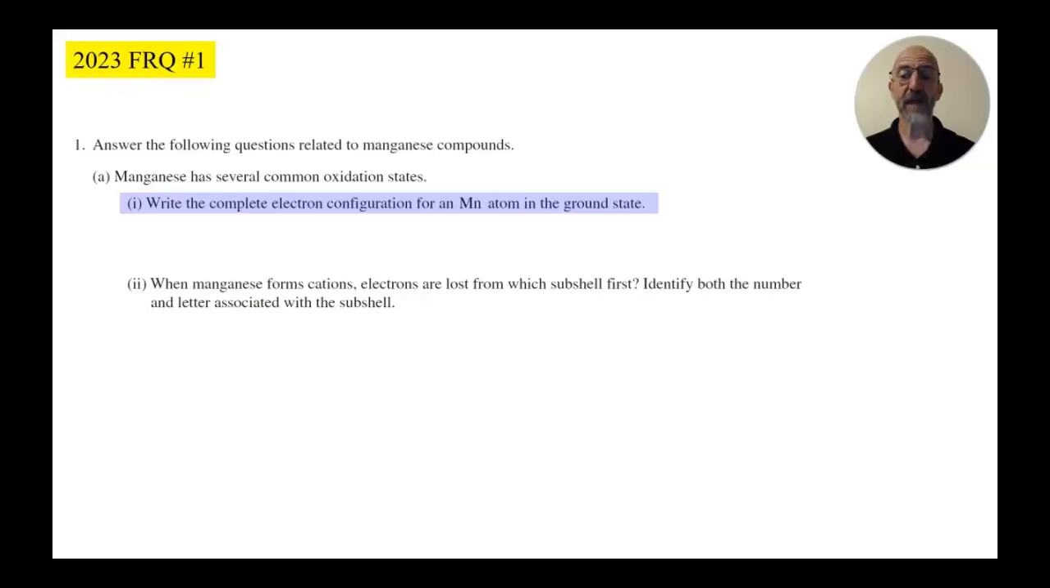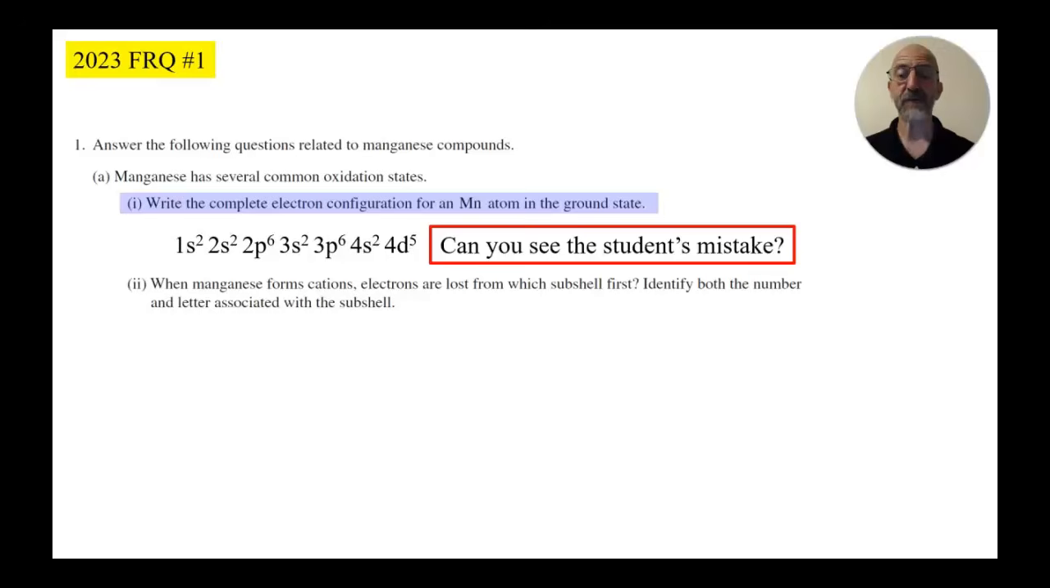All we have to do is write the complete electron configuration for an atom of manganese. Now, manganese has a total of 25 electrons, so the student wrote the following: 1s2, 2s2, 2p6, so that would be 10 electrons. 3s2, 3p6, now that brings our total to 18 electrons. And then finally, 4s2, and the student wrote 4d5.